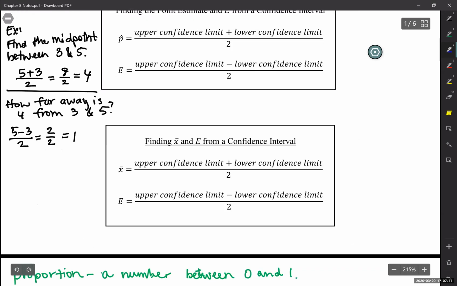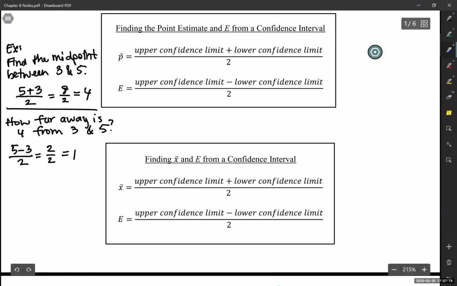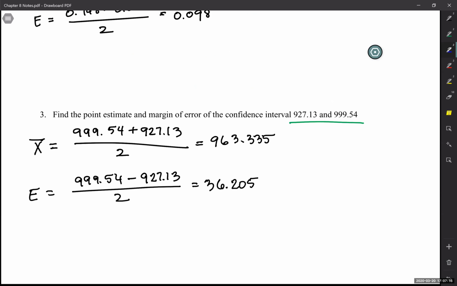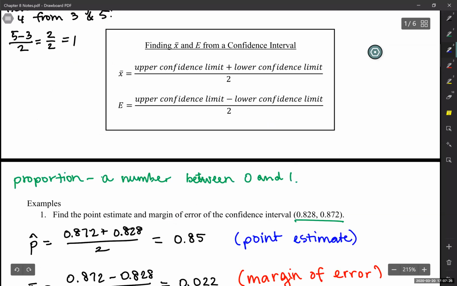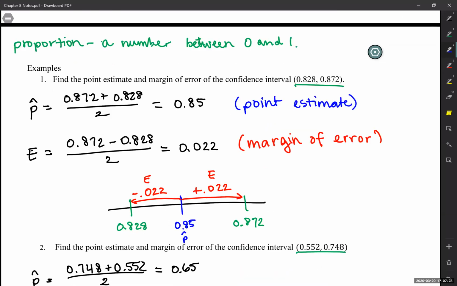So real quick, let me just go back. It's actually the second page here. And what we were doing here is we were finding X-bar and we were finding E given this confidence interval. I know I drew a pretty picture of this. Oh, here it is right here. Okay, so here's an example using p-hats, but they follow a similar formula.